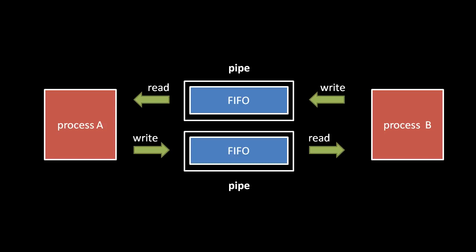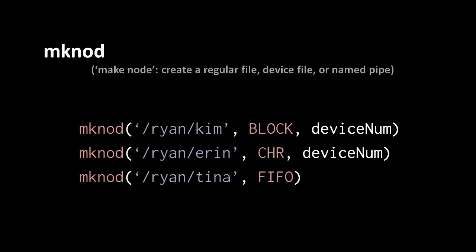To create pipes, or in fact to create device files and even regular files, we have a system call called mknod, as in make node. Here, node is used sort of like a generic term for file. When we invoke mknod, we specify the name of the file we wish to create, and we specify its type, and in the case of block and character devices, we have to specify the device number. As we'll explain in a later unit, each device in Unix is given a unique device number.